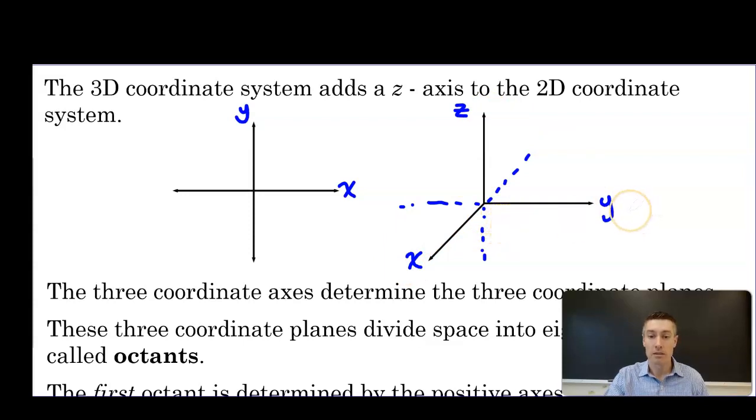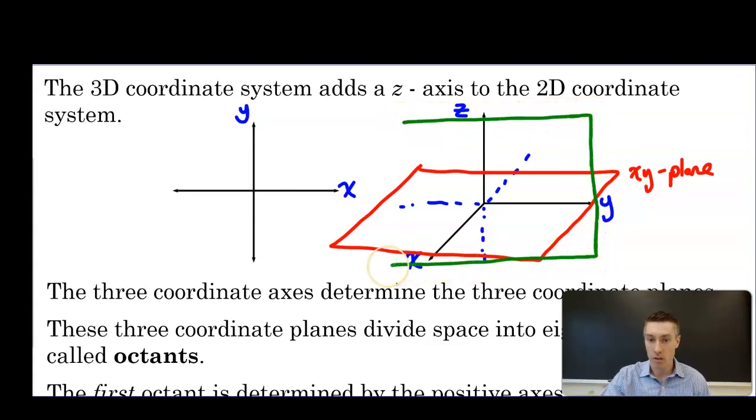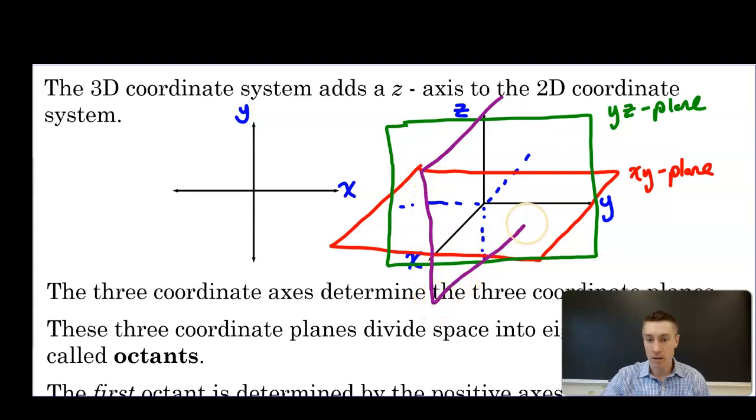Now, the 3 coordinate axes determine 3 coordinate planes. So the 3 coordinate planes are the planes that contain 2 axes at a time. So the xy plane is the plane that contains the x and the y axes. That's our xy plane. And any point on this plane, z will be 0. And then we have the yz plane. So that's the one right there, containing the y and the z axes. And every point there will have an x value of 0. And then the last coordinate plane is the xz plane. So that contains the x and the z. So that's our xz plane.